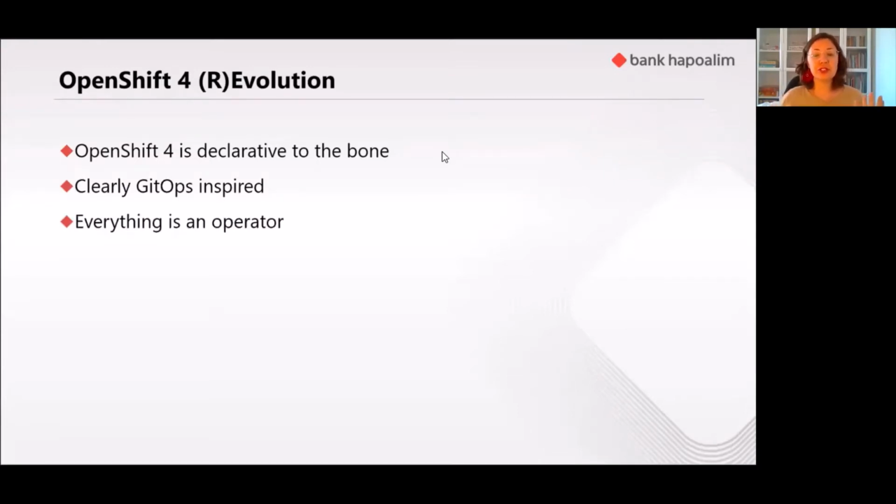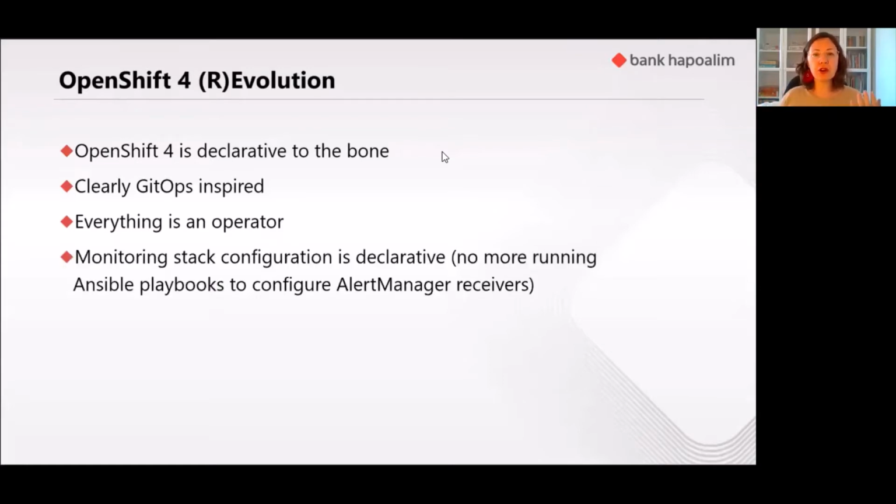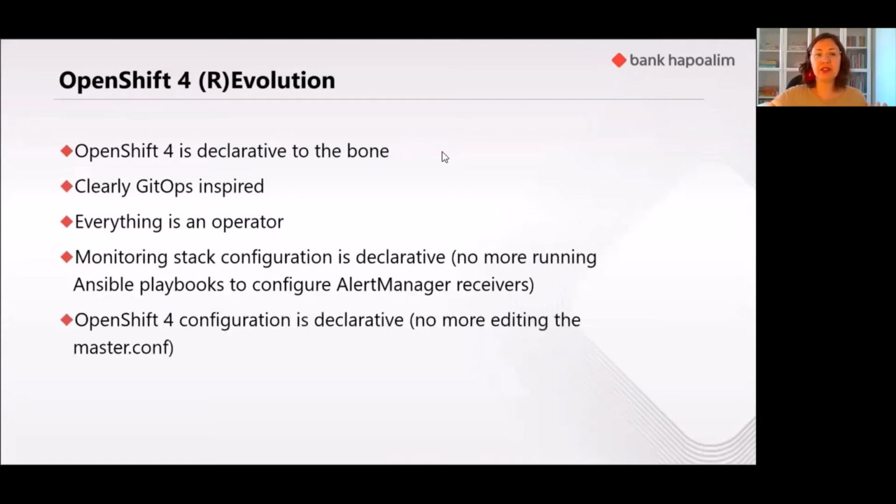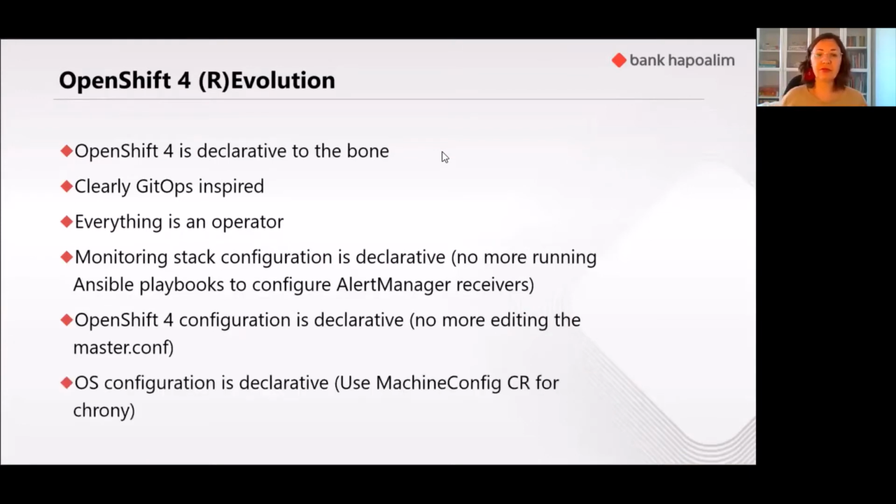Monitoring stack configuration is now declarative. It means no more running Ansible playbooks to configure alert manager receivers. OpenShift 4 configuration itself is declarative. It means that no more editing the master conf is needed. There is an operator for auth configuration. There is an operator for ingress controller configurations and many more. Even operating system level configuration is declarative. We can use the machine config CR, for example, to configure chrony.